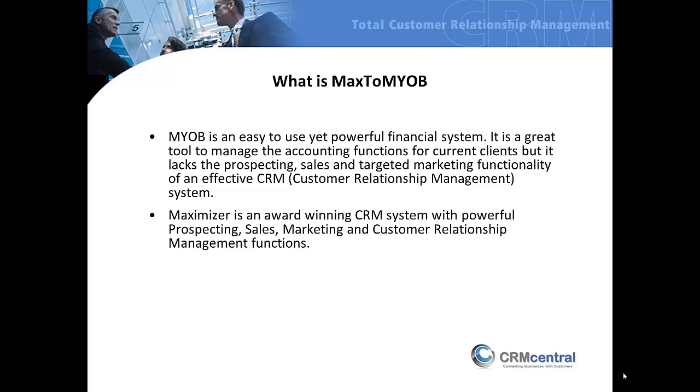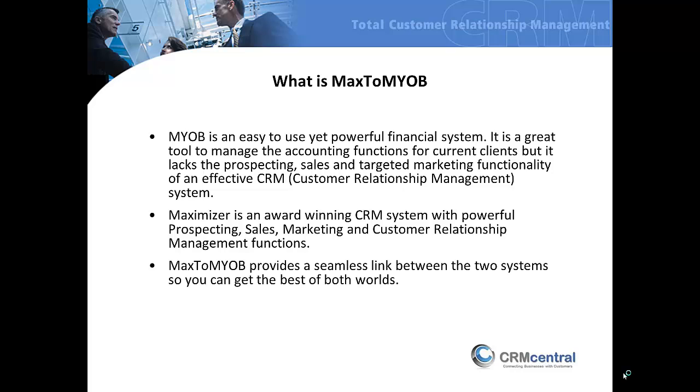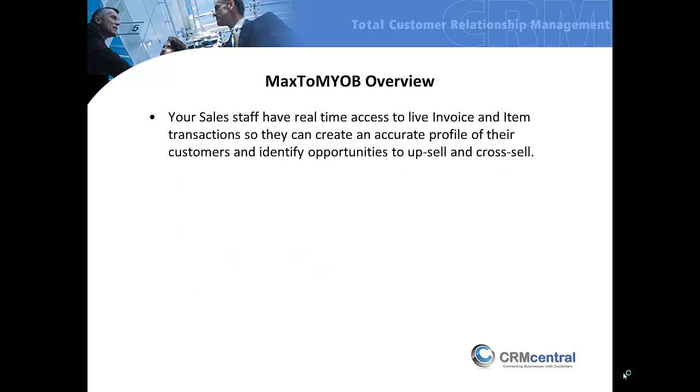Maximizer is an award-winning CRM system that helps you find new prospects and convert them into clients. MaxToMYOB provides a seamless link between the two systems so you can get the best of both worlds. With MaxToMYOB, your sales staff have real-time access to live invoice and item transactions, so they can create an accurate profile of their customers and identify opportunities to upsell and cross-sell.